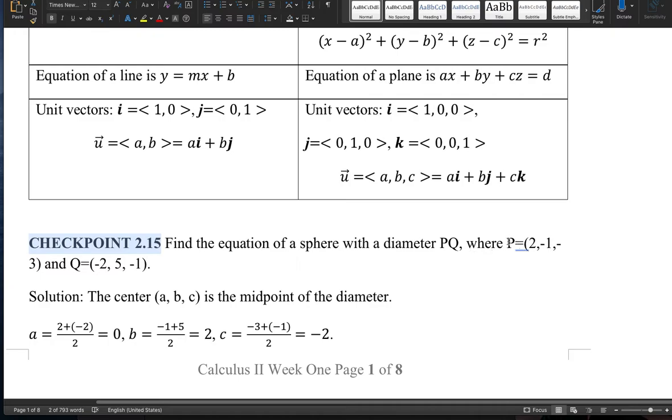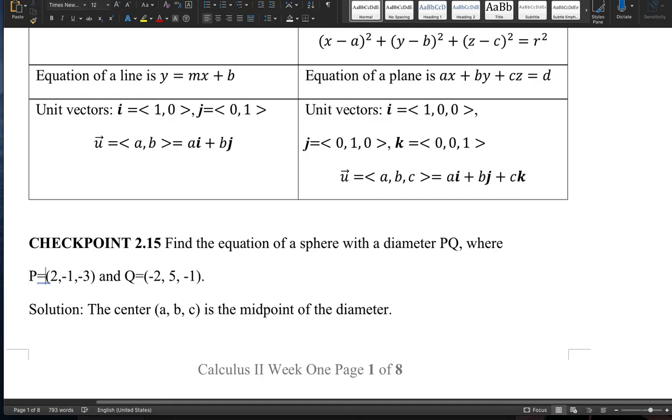P is given as an ordered triple. That's a point. And again, if you wonder when we consider an ordered triple as a vector, and when as a point: for now, let's say if you have an ordered triple enclosed in round parentheses, that's a point. And if you have an ordered triple enclosed in angle brackets, then that is a vector. So clearly P and Q here are both points.